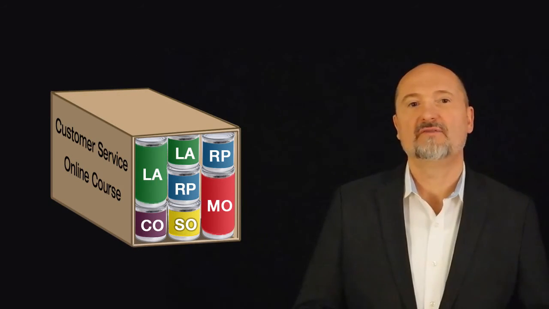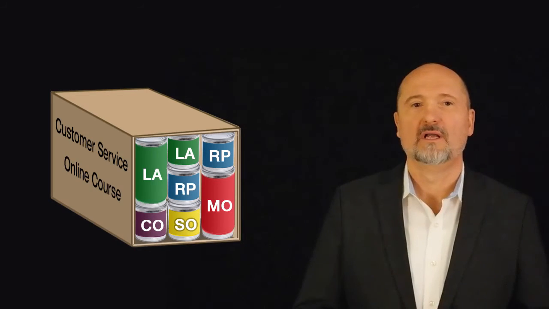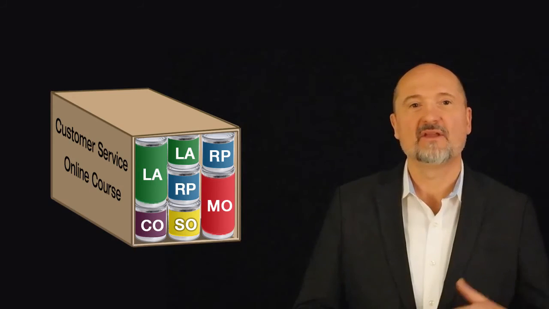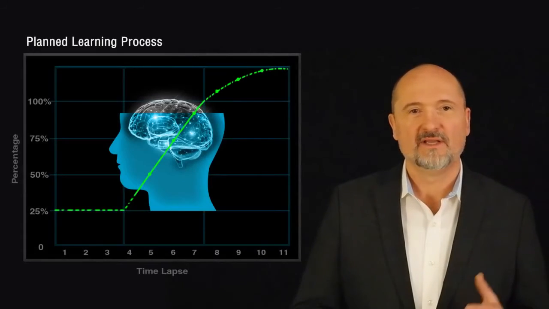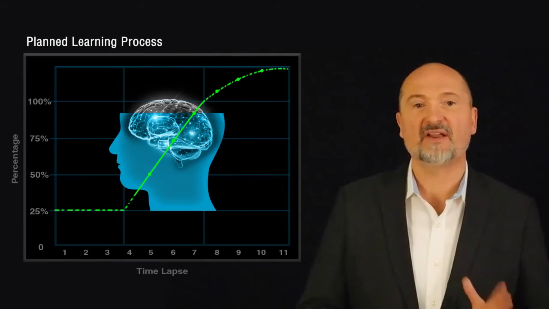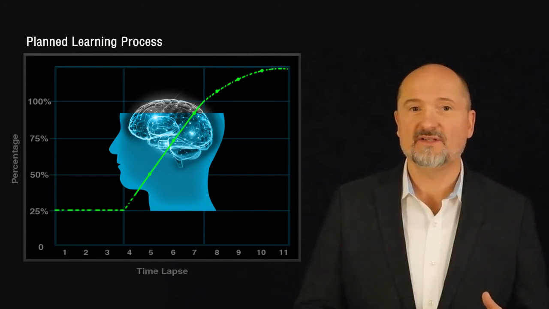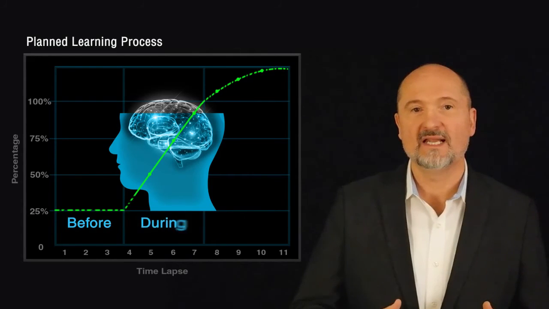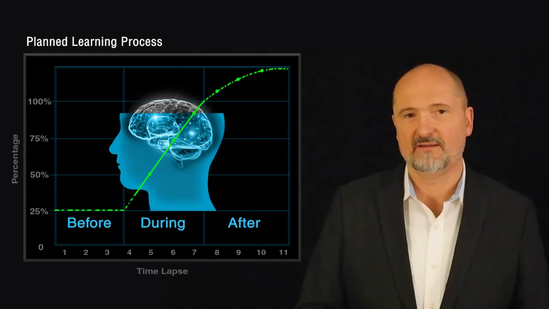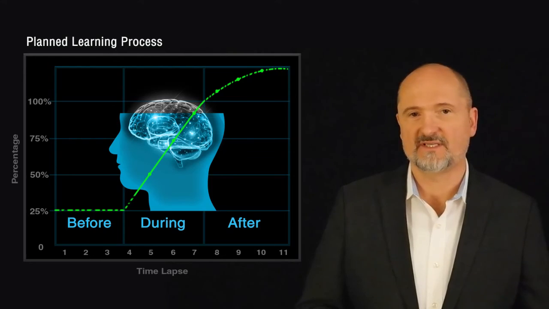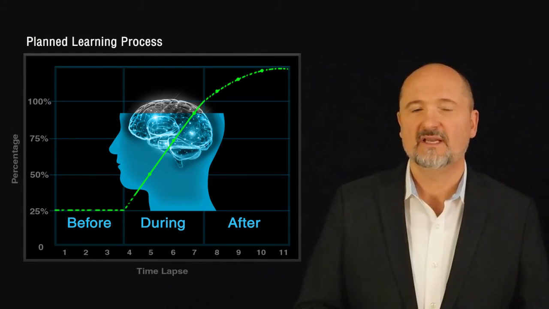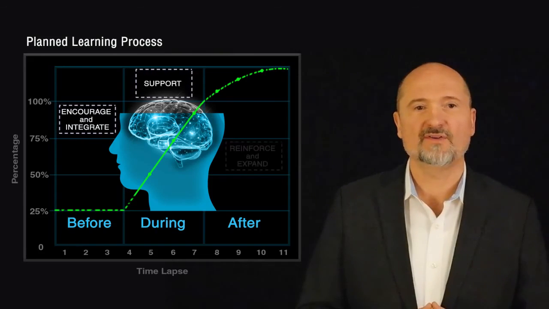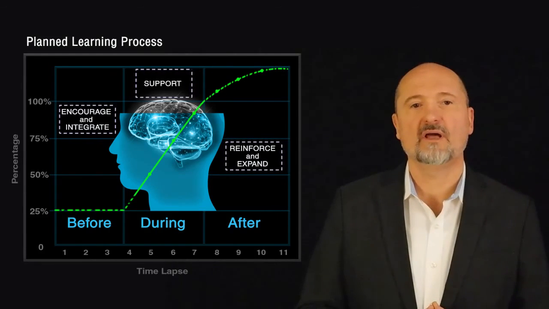The purpose of the box can metaphor was to illustrate the importance of blending modalities and the role of the mentor. The learning process could be significantly improved with the understanding of what should be done before, during, and after the online training. For the learning process to improve performance, it needs to integrate, support, reinforce, and expand the online course.